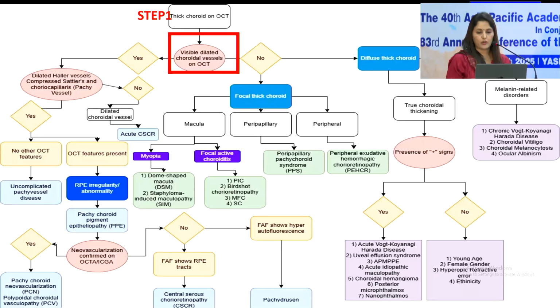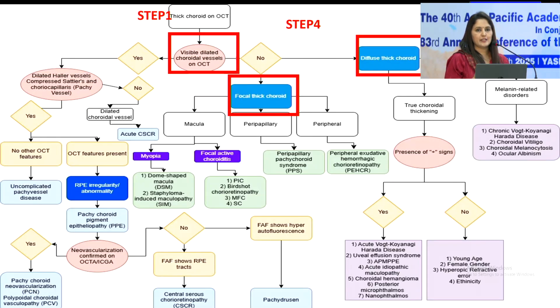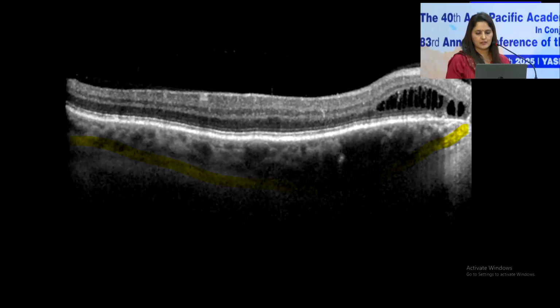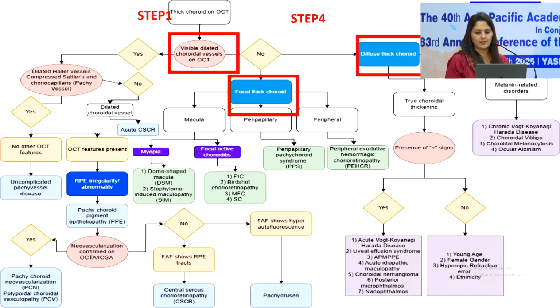Now, suppose you're not able to see the visible dilated choroidal vessels on OCT, then we go on to the right side of the algorithm, which is whether you are dealing with a thicker choroid, which is diffuse and more extensive, or you're dealing with a thick choroid, which is more focally present. And in these cases, this is a diffuse thick choroid and a focal thick choroid, a more localized thick choroid. So again, we need to rule out the possibility of pseudochoroidal thickening or apparent choroidal thickening.